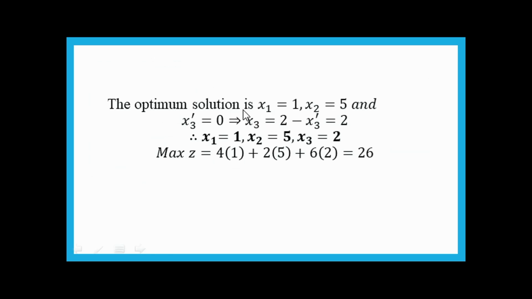Therefore, x1 is equal to 1, x2 is equal to 5 and x3 dash is equal to 0. We can use the substitution x3 is equal to 2 minus x3 dash, which is equal to 2. Therefore, x1 is equal to 1, x2 is equal to 5, x3 is equal to 2. Therefore, maximize z is equal to 4 into 1 plus 2 into 5 plus 6 into 2, which is equal to 26. Hence the solution. Thank you.